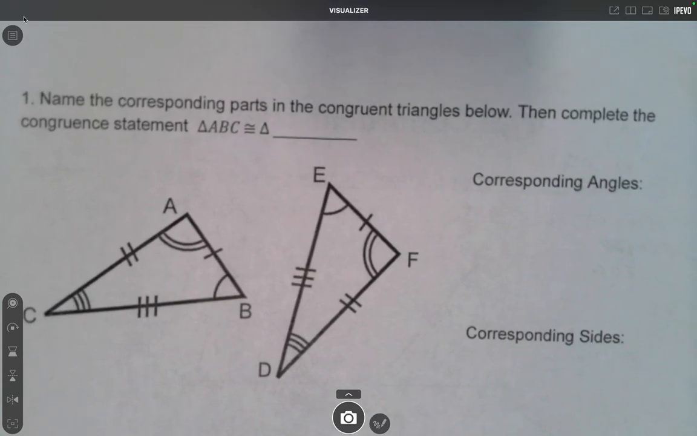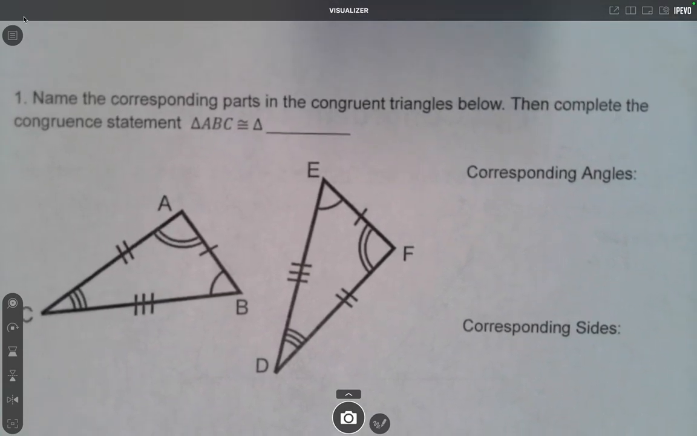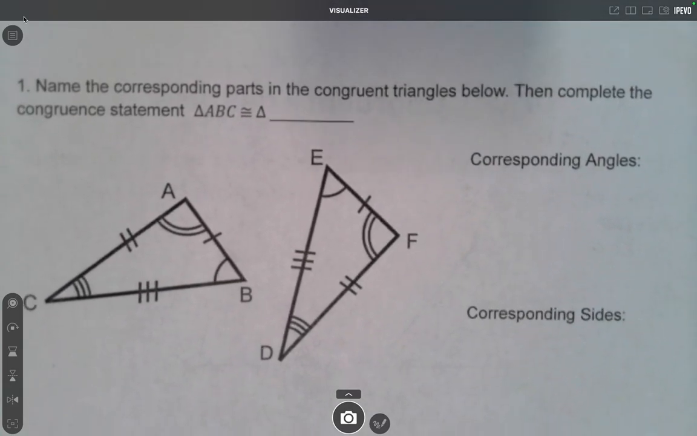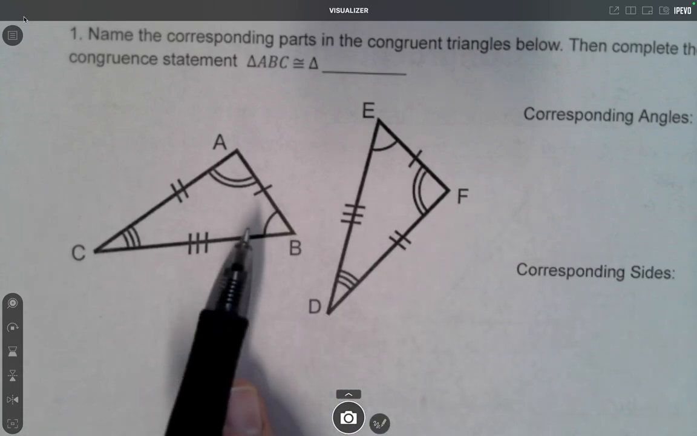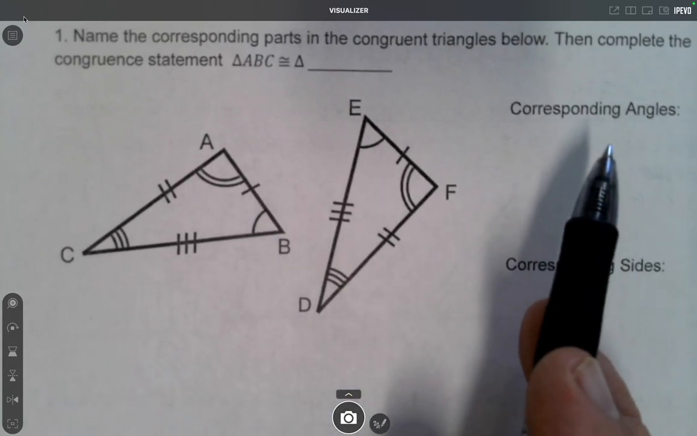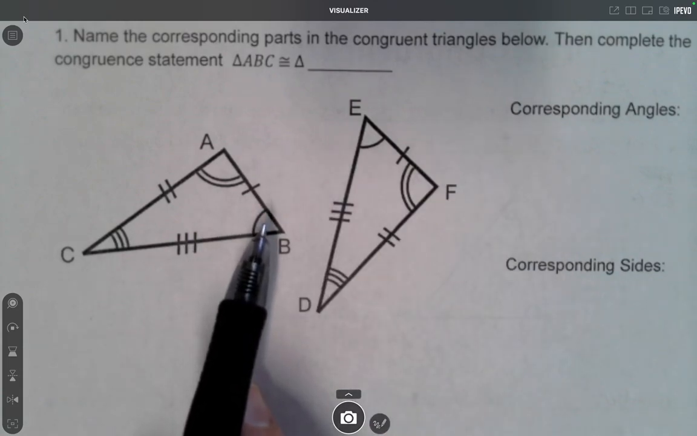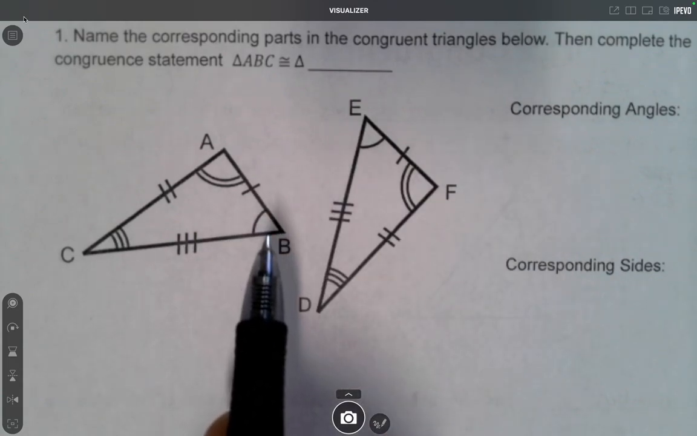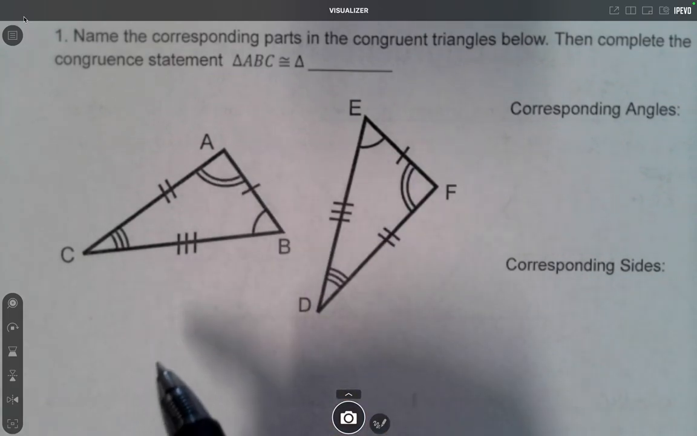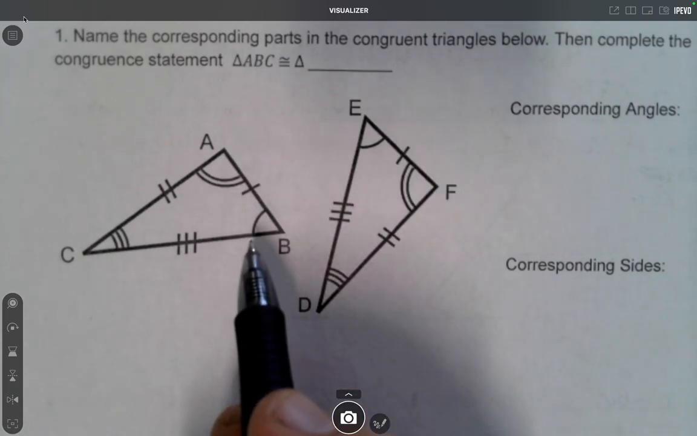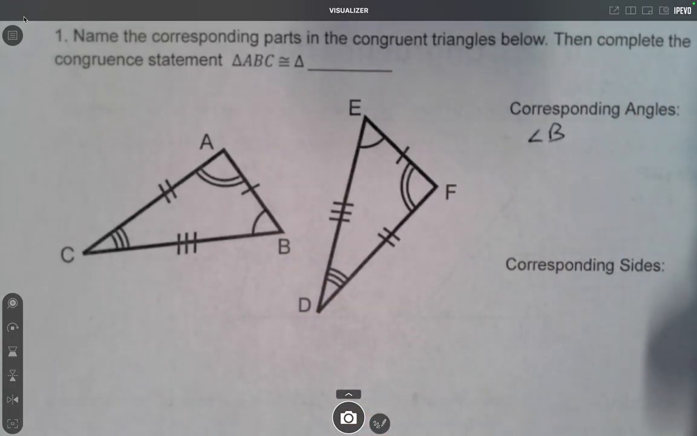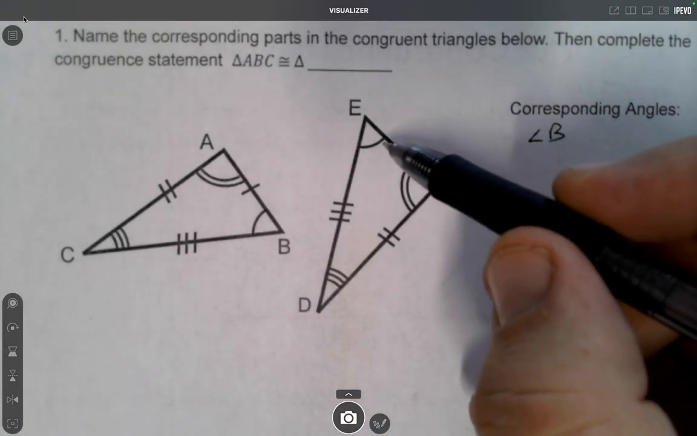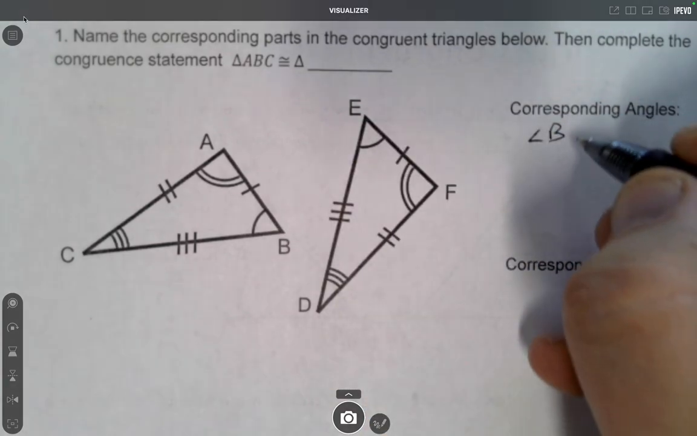So let's name the corresponding parts in the congruent triangles below. Let's just start with that. You can do it in any order you want. I'm going to start with the one that just has one arc, but you don't have to do that. You could just do A, B, C because that's alphabetical, or whatever random order you wanted. But I'm just going to choose B first. So I know angle B is congruent to angle E because they both have one arc.